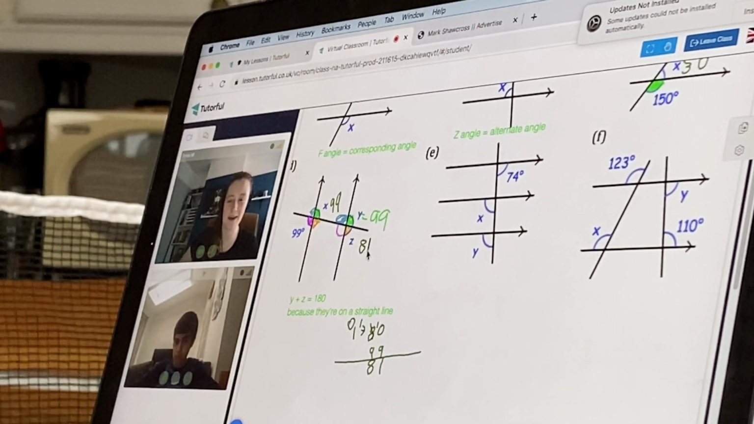It's not y either. X and y are both corresponding because they're both on the F angle. Does that make sense? They're both underneath this parallel line and both on the left-hand side of this big line down the middle. So x will equal y because they're corresponding. They're going to have the same value. But we need to do something first because 74 isn't quite corresponding or alternate to x or y. So what will we have to do?